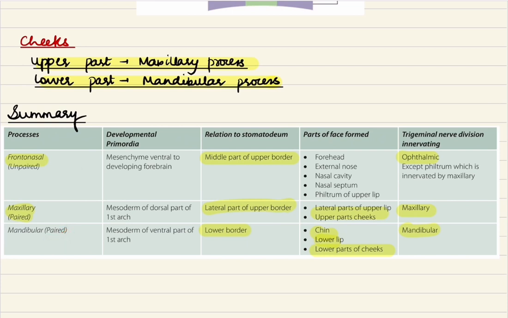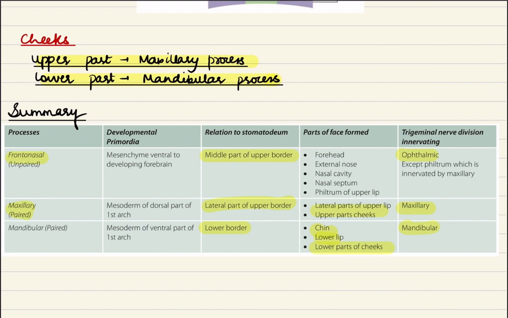And this frontonasal process develops from the mesenchyme ventral to the developing brain, and it forms the middle part of the upper border in relation to the stomatodeum. That is, it forms the middle of the upper border of the developing mouth. Now, it forms the following structures: the forehead, the external nose, the nasal cavity along with the nasal septum, and the philtrum of the upper lip.